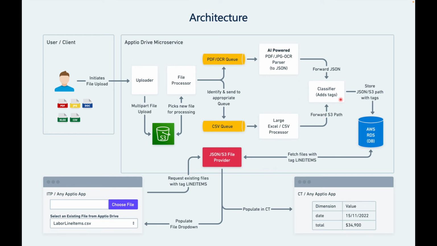Classifier uses AI and ML to intelligently classify the files and add tags such as invoice, labor line item, or asset line item. This metadata is then stored in DB. ITP can integrate with our service. Then, the labor expenses page can send a request to fetch all existing files of type labor. The request is received by a service which queries the DB and returns all valid files for importing. Similarly, with cost transparency integrated with our service, the bills uploaded are automatically exported to CT.